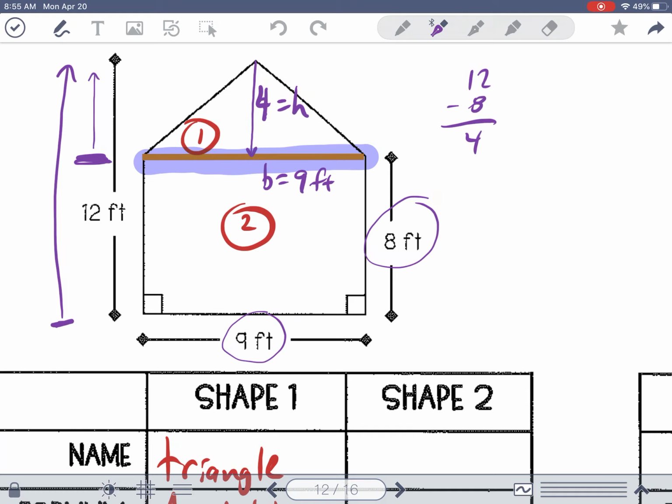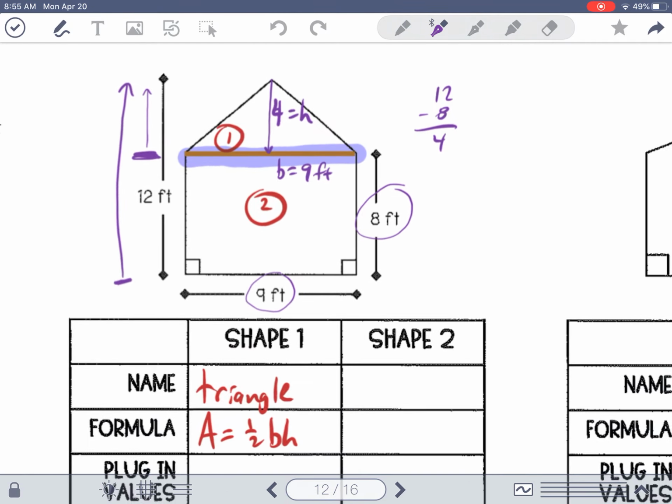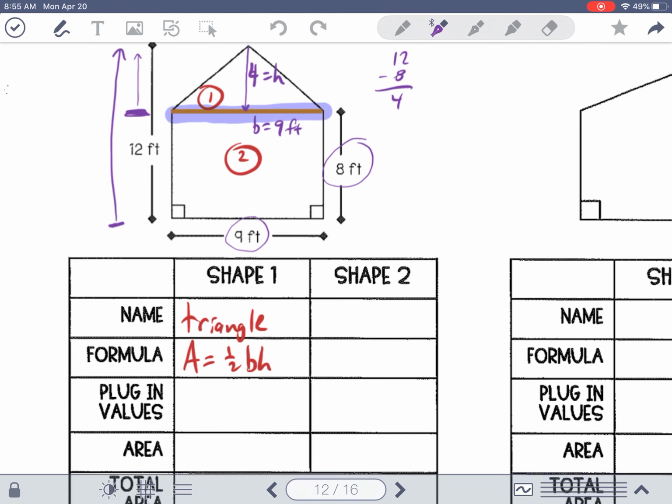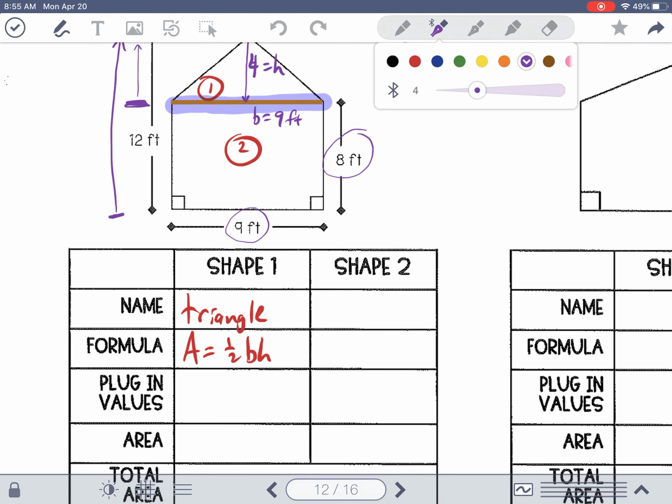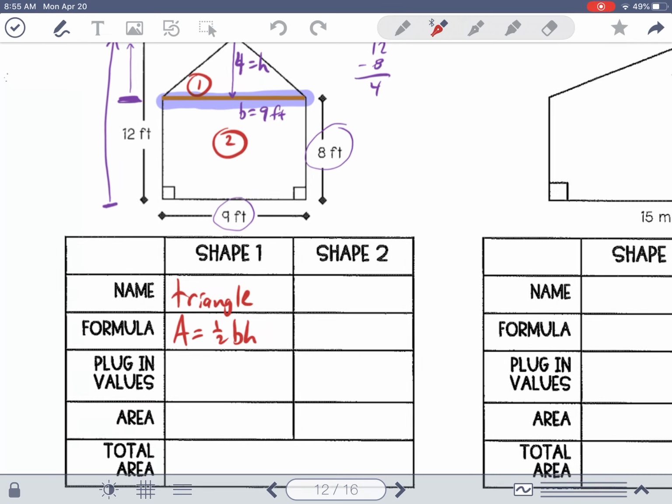There's no trick to it. You just have to make sure that you're using all of the given information to solve what you need to solve, or the variable for which you need to solve. All right, so let's plug in those values. So the area.